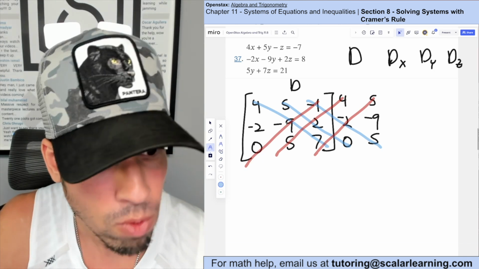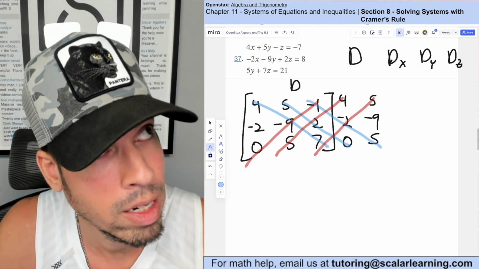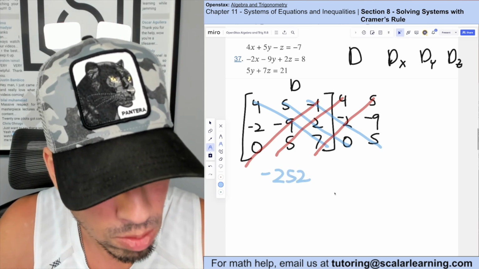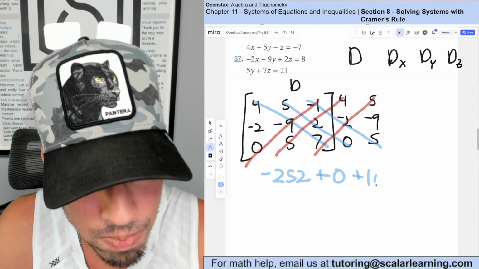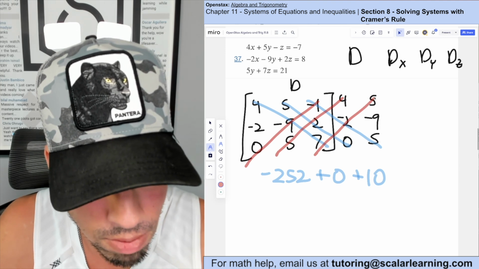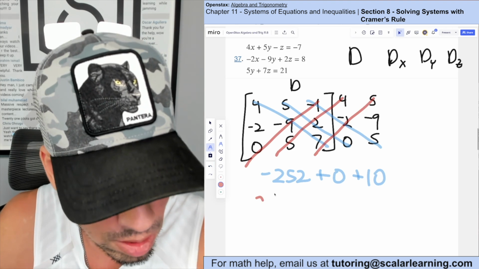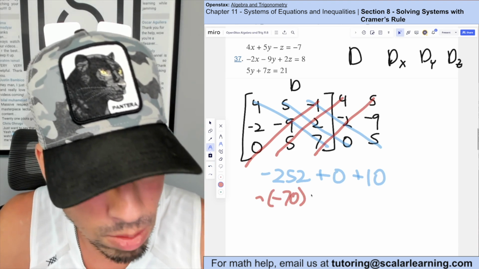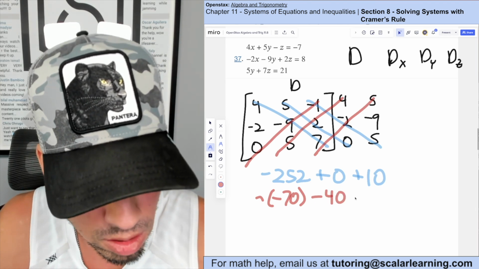So we got 4 times 7 is 28 times negative 9 is negative 252. And then we got 5 times 2 times 0 is 0. And then negative 1 times negative 2 is 2 times 5 is 10. And then we are going to minus all these in red. So that's negative 5 times negative 2 is negative 10 times 7 is negative 70. But we're minusing that. So minus negative 70. And then we got 4 times 2, which is 8 times 5 is 40, minusing 40. And then this times 0 is 0.